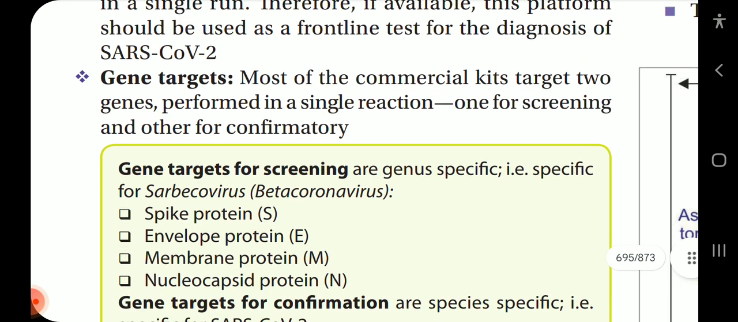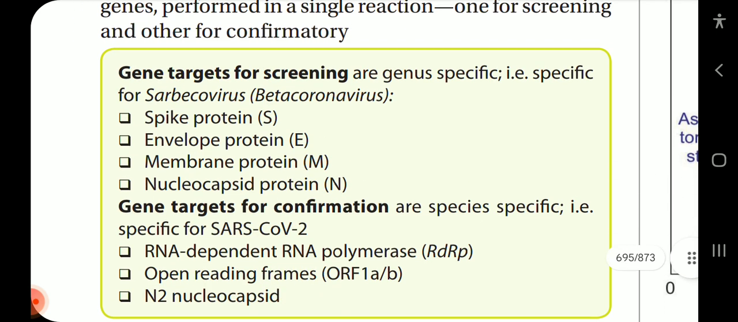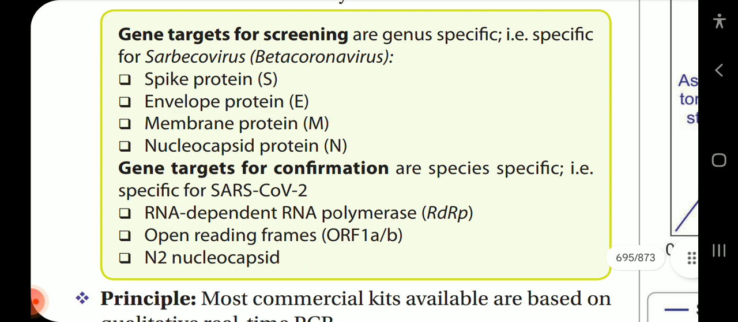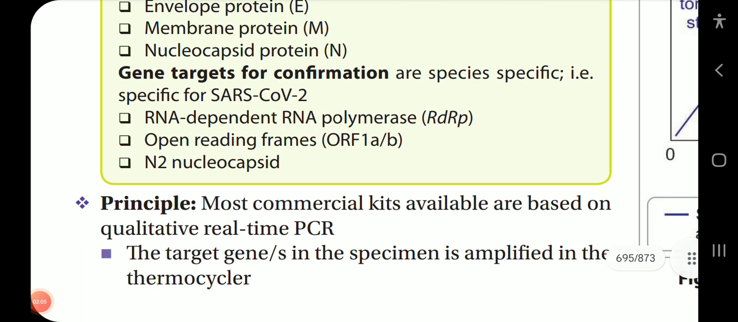Gene targets. Most of the commercial kits target 2 genes performed in a single reaction, one for screening and the other for confirmation. Gene targets for screening are genus specific, that is not specific for SARS-CoV-2 alone but for beta coronavirus: spike protein S, envelope protein E, membrane protein M, and nucleocapsid protein N. Gene targets for confirmation are species specific, that is specific for SARS-CoV-2: RNA dependent RNA polymerase RdRp, open reading frames ORF1a or b, and N2 nucleic acid.